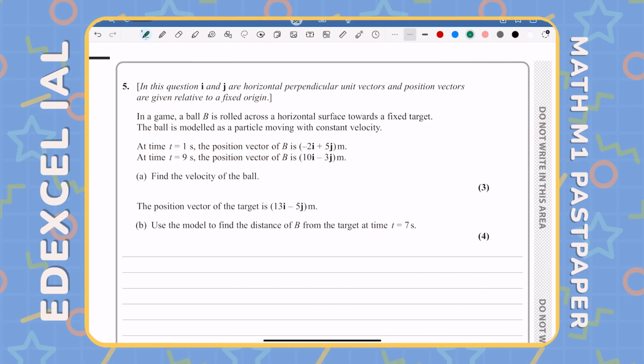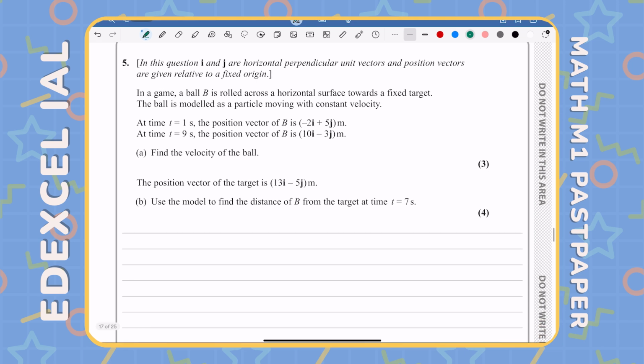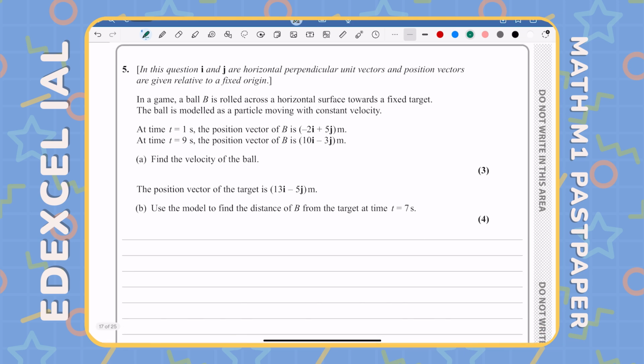All right, now we have question number 5. This is a question about velocity vectors. In this question, i and j are horizontal perpendicular vectors and position vectors are given relative to a fixed origin. In a game, a ball B is rolled across a horizontal surface towards a fixed target. The ball is modeled as a particle moving with constant velocity.